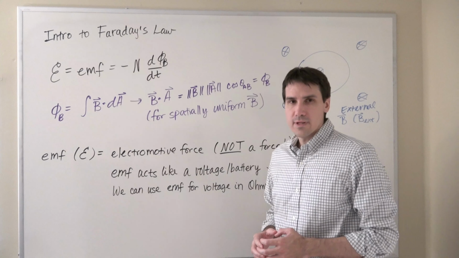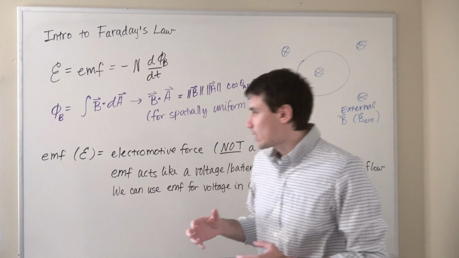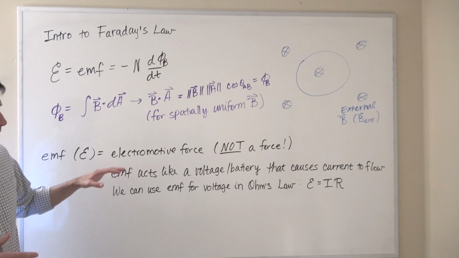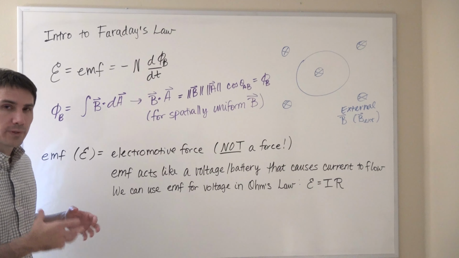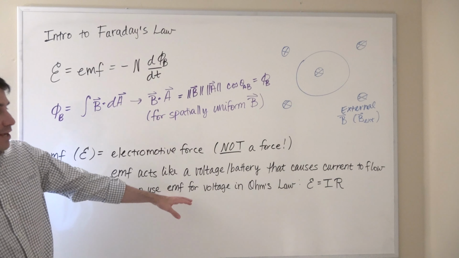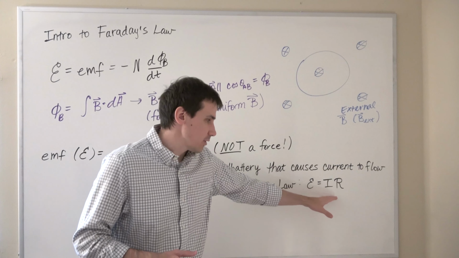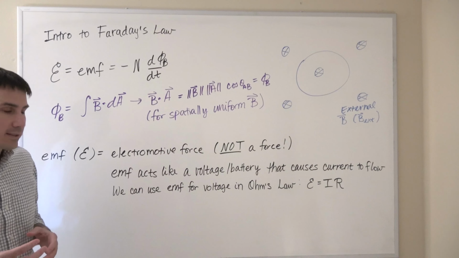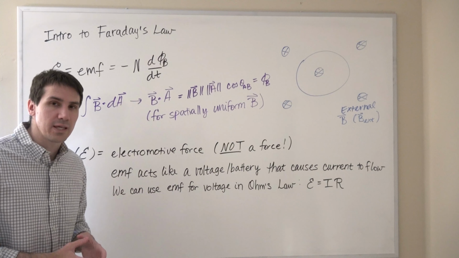Finally, let's turn our attention to the electromotive force, or EMF. So the EMF is in fact not a force. It acts like a voltage or a battery in the circuit, in that it drives current around the circuit. And we actually can use EMF as a voltage within Ohm's law. So we can say that the EMF is equal to the current multiplied by the resistance of a loop. And we could use this, for example, to calculate the current flowing in the loop for a given value of the EMF.